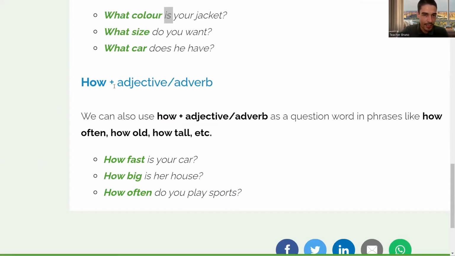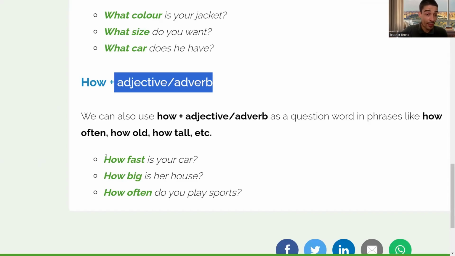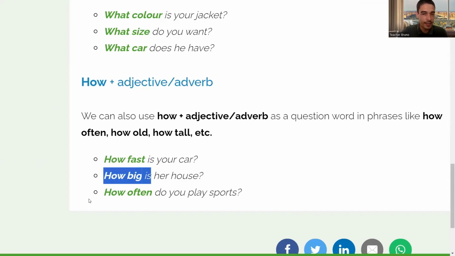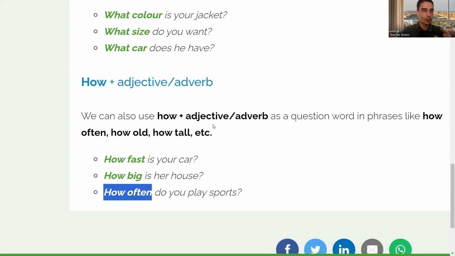How plus adjective or adverb: how fast, how big, and how often. So this is how we make questions in English.